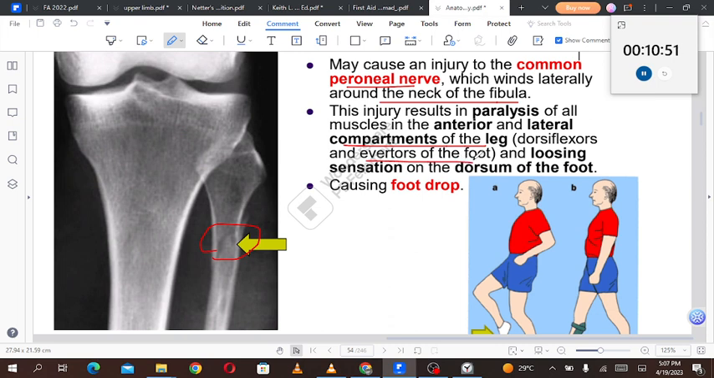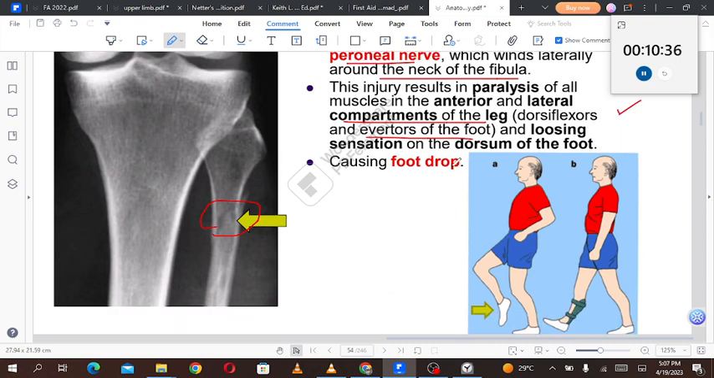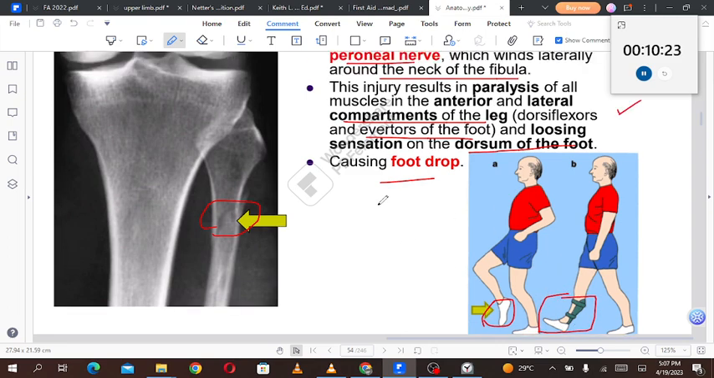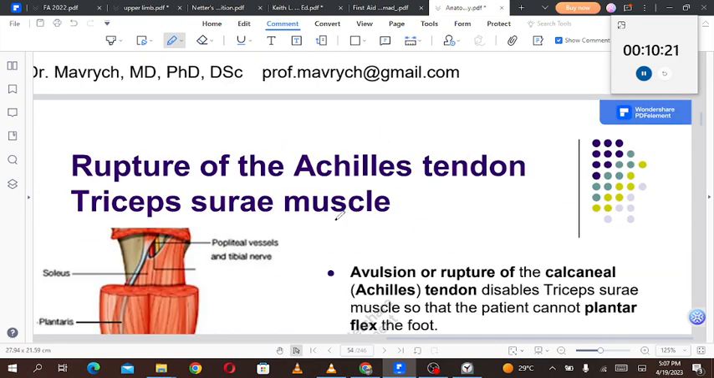The muscles present in the anterior and lateral compartments are supplied by the common fibular nerve. If that nerve is damaged, there will be paralysis of all the muscles in the anterior and lateral compartments of the leg, which are the dorsiflexors and the everters of the foot, and loss of sensation of the dorsum of the foot as well. So it will cause foot drop. As you can see in this picture, there is a foot drop, and to manage that we ask the patient to wear this device. So the patient has foot drop in the case of damage to the neck of the fibula.